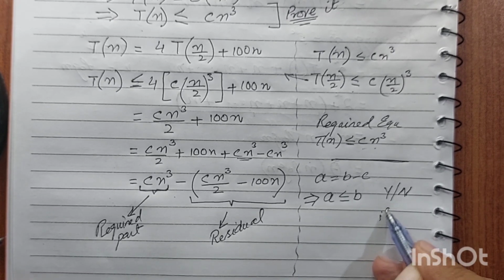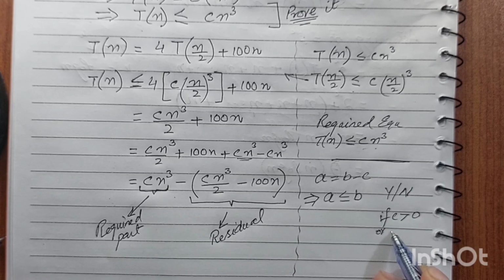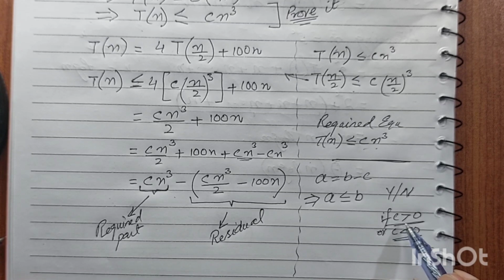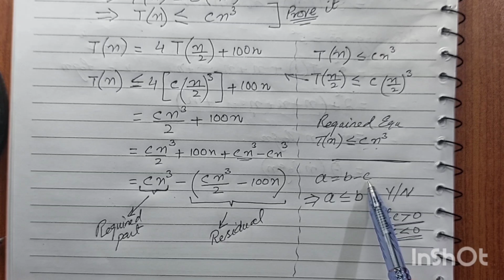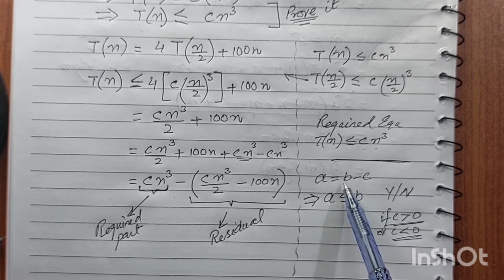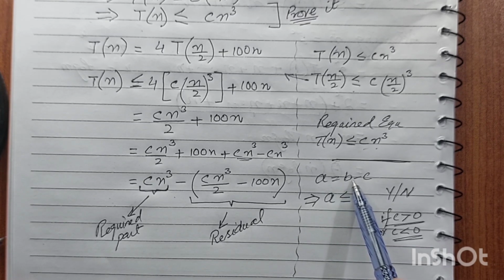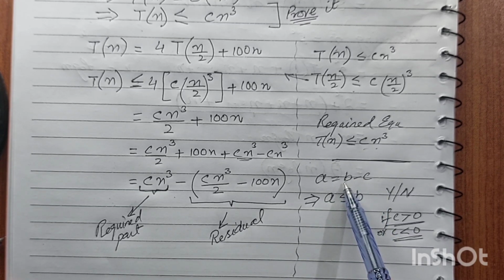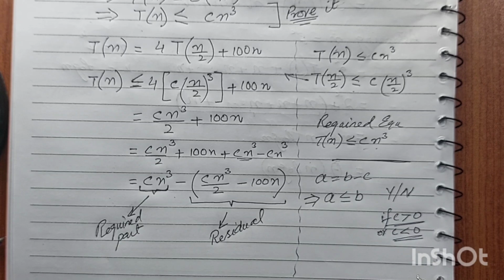What if c is greater than 0 or c is less than 0? There are two different scenarios. If c is greater than 0, that means you are subtracting something from b, and then this part would be equal to a. That means you are reducing b and then that part would be equal to a, so that means a is greater than b. Are you getting my point? So then its answer would be no.